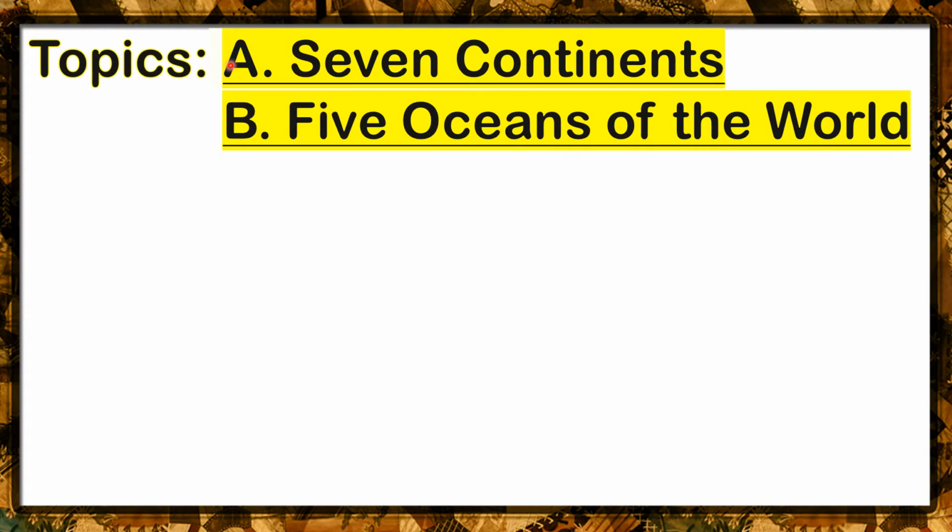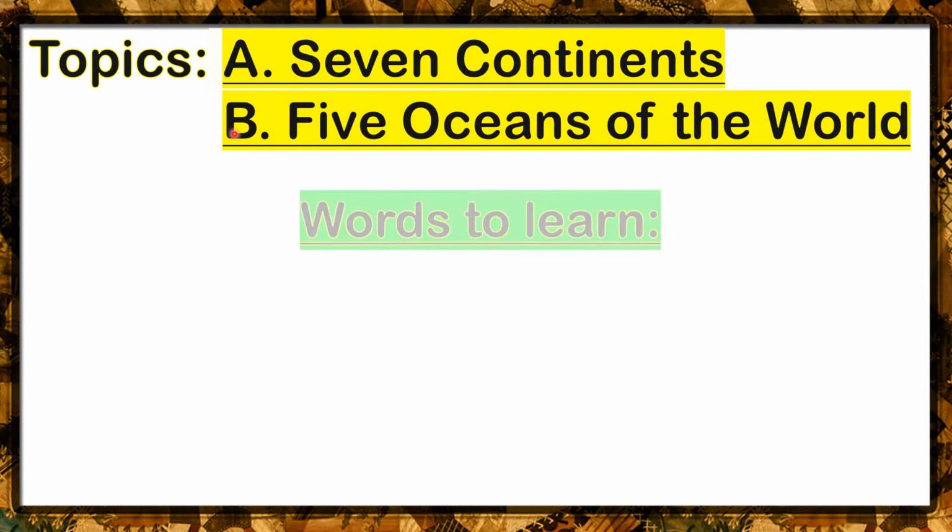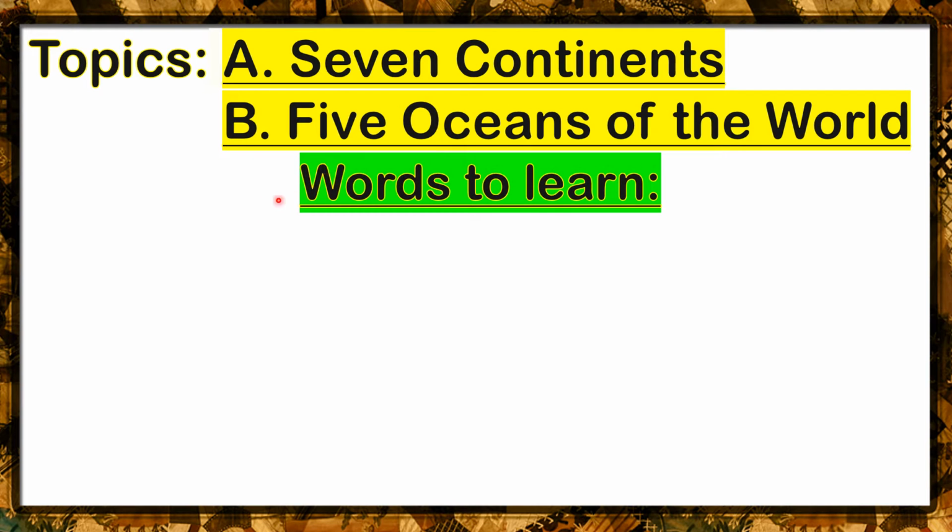Class, the two topics that we have for today are the following: the 7 continents and the 5 oceans of the world. Before we proceed with our online learning discussion, I would like us to read the 5 words to learn that can help us better understand our topic for today. Please repeat after me so you can still practice your reading skills and speaking skills even if you're just at home. Are you ready now?